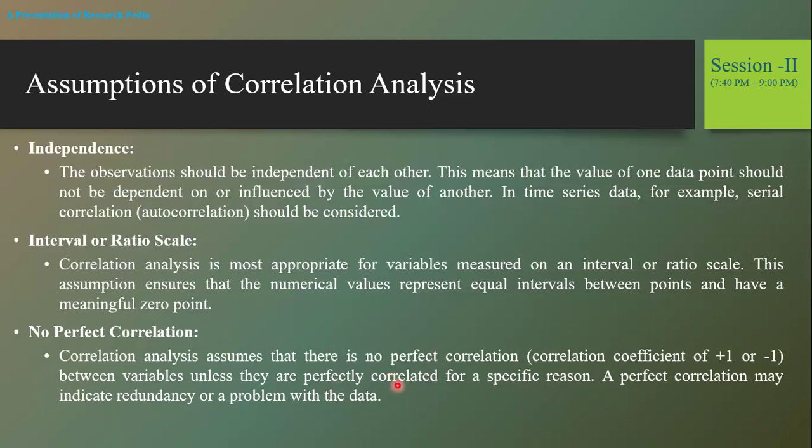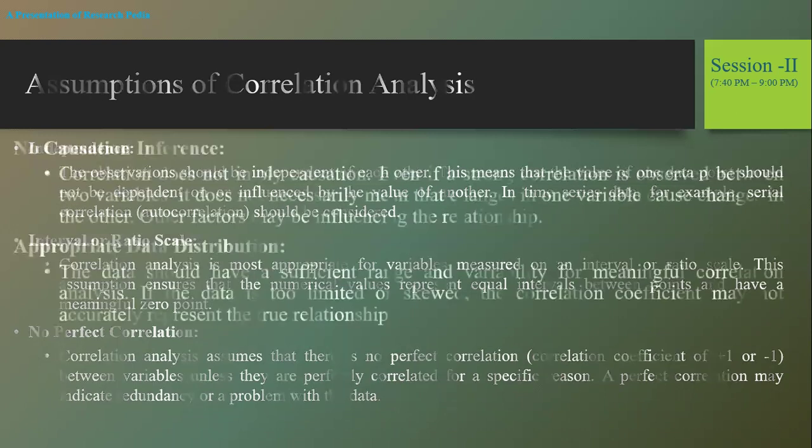The most preferred values of correlation should be between 0 and 1. It may be between 0 to +1 or between 0 to -1, but not exactly +1 or -1. If they are exactly +1 or -1, we need to find out the specific reason why they are perfectly correlated. A perfect correlation may indicate redundancy or a problem with the data. So you need to identify whether your data has some problem or not.